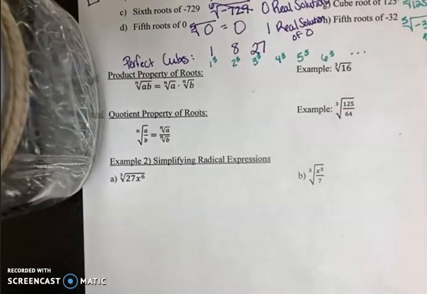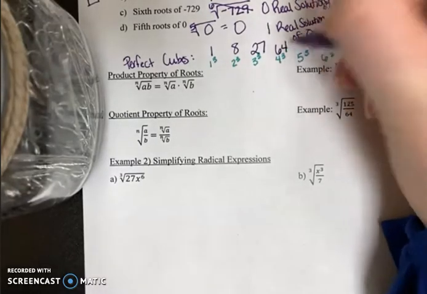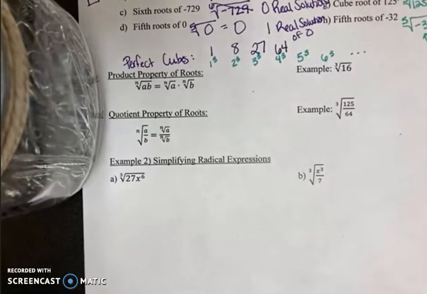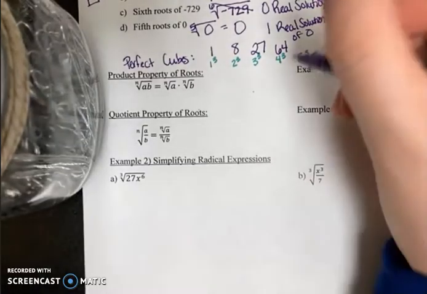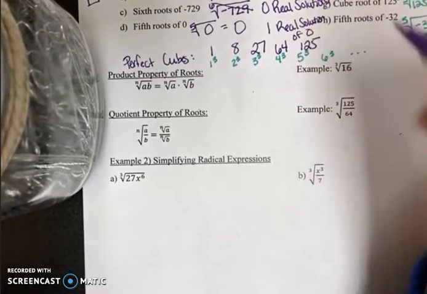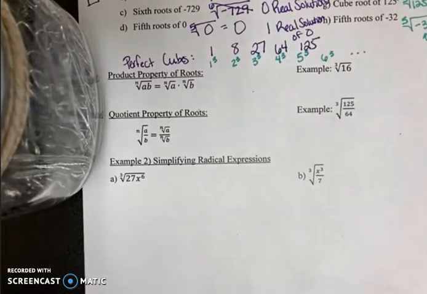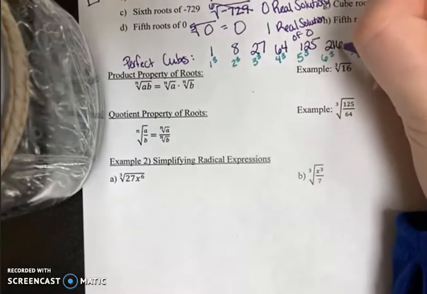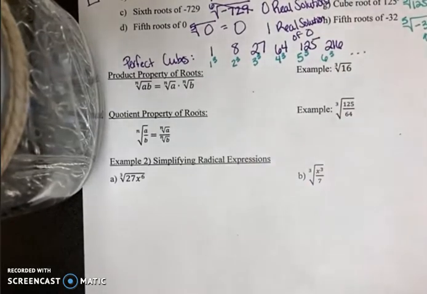4 cubed, 4 times 4 is 16, times 4 is 64. 5 cubed, 5 times 5 times 5. So 5 times 5 is 25, times 5 is 125. 6 cubed, 6 times 6 times 6. 6 times 6 is 36, times 6, 216. And you can keep listing them.